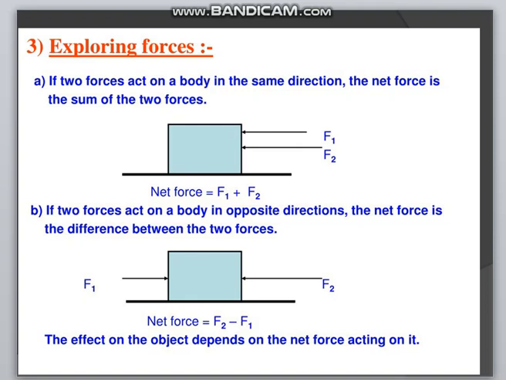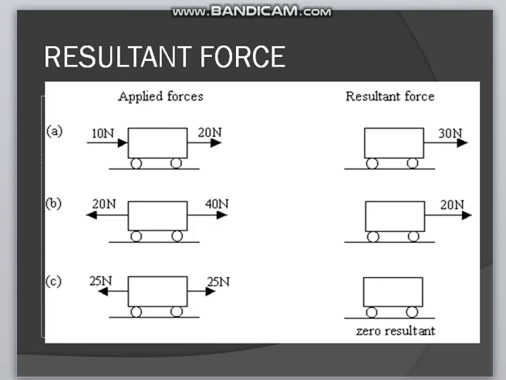Now you can see in the second example, here two different forces, F1 and F2, are acting in different directions. So that's why the resultant force will be the difference between these forces. So F2 minus F1. We can have some more examples. Like again, see the first example. In this example, two different forces are working on a particular object and both the forces are working in the same direction, 10 Newton and 20 Newton. So overall, the resultant force will be the sum of these two forces, that is 30 Newton.